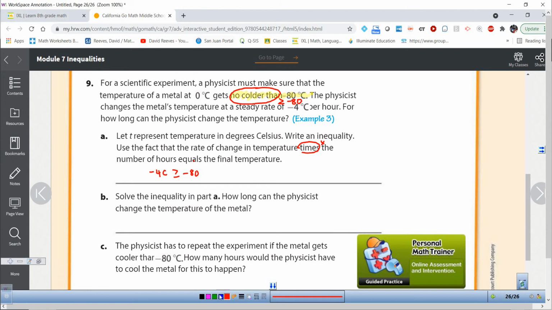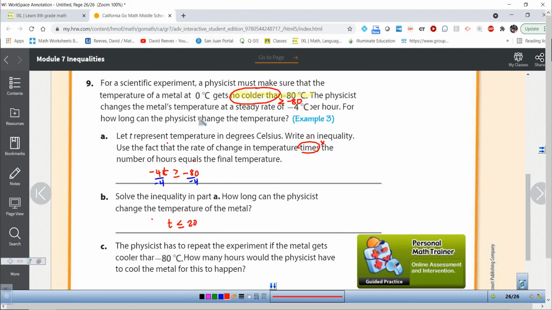All right, now to solve that, what am I going to do? I'm going to divide both sides by negative 4. But when you divide by a negative, you need to reverse the inequality sign if you want it to stay true. So C is not going to be greater than or equal to. C is going to be less than or equal to. Sorry, I used C. Let T represent the temperature in degrees. My apologies. T is less than or equal to 20.